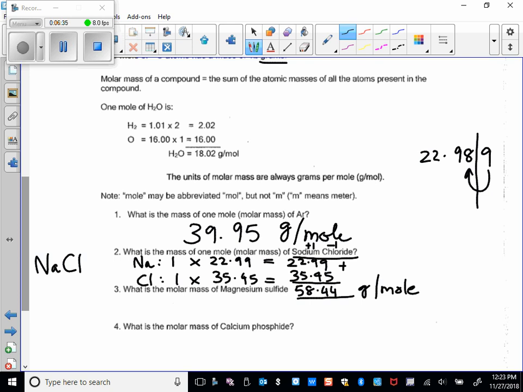Can you students go ahead and write the formula of magnesium sulfide? What is the charge on magnesium? What is the charge on sulfur? Get that from the periodic table. What is the charge on magnesium? What is the charge on sulfur? What is the formula of magnesium sulfide?